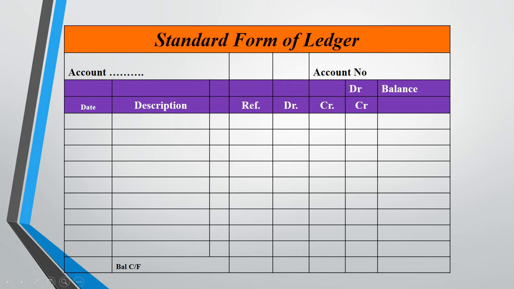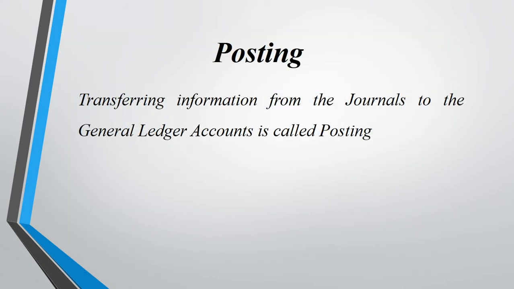But generally in accounting we use the T form, which is the summarized form of the ledger, and we will record all the transactions in the T form of the ledger. If you remember, I told you that transferring the transactions from the journal into the ledger is called posting. So, in the definition of posting, transferring information from the journal to the general ledger accounts is called posting. That is a terminology that we use in accounting.